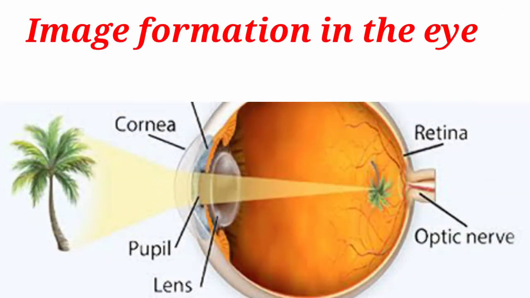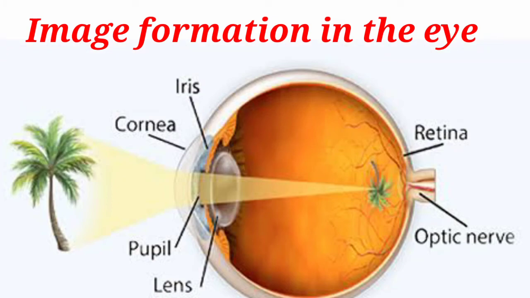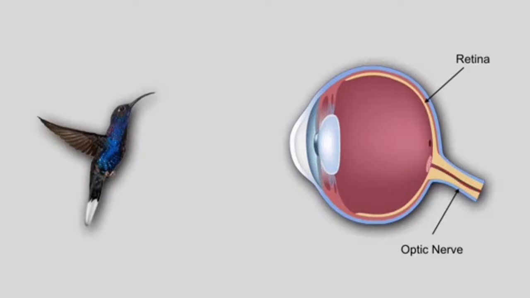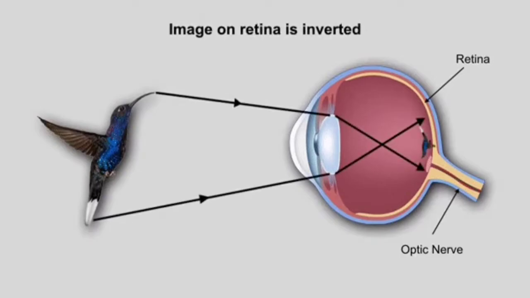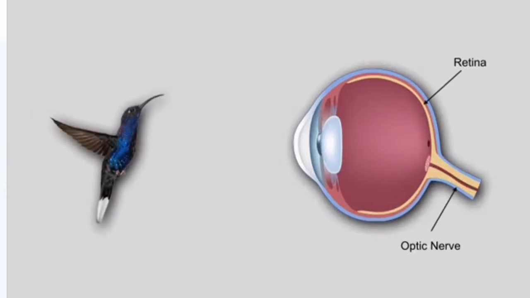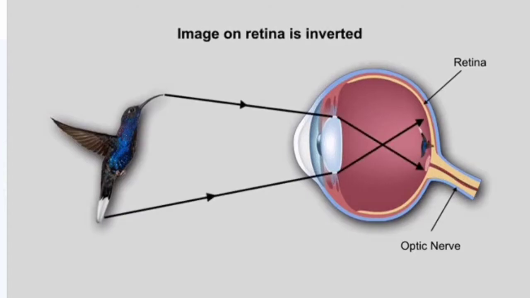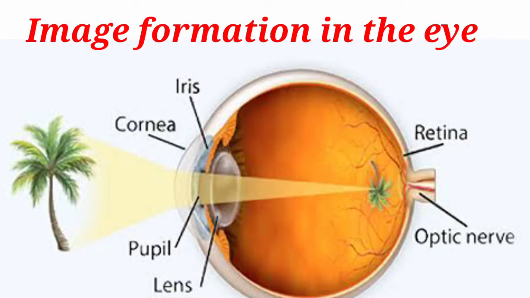Now we understand the image formation in the eye. Light from an object enters the eye through the pupil. The light is focused on the lens, which forms a real inverted image of the object on the retina. The cells in the retina send the message to the brain via the optic nerve, and the brain flips the image back to its original form and helps us to sense the actual object.